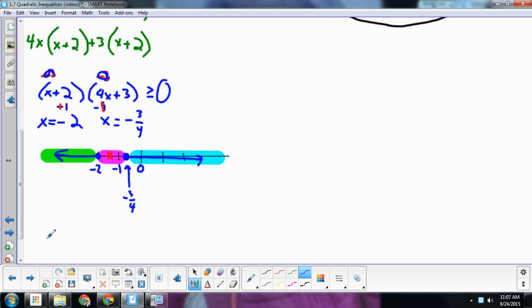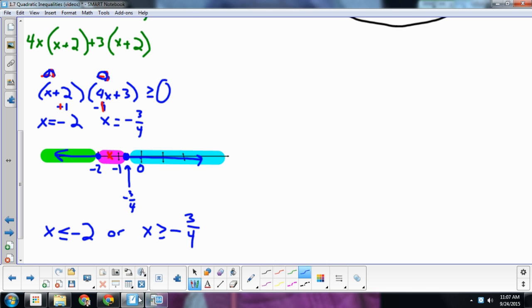The way that I write this then is my solution is x values that are less than or equal to negative 2, or x values that are greater than or equal to negative 3/4. And there would be the answer to my quadratic inequality. It's another inequality, but again, we're talking about a set of points that work in the original inequality when I plug them in.